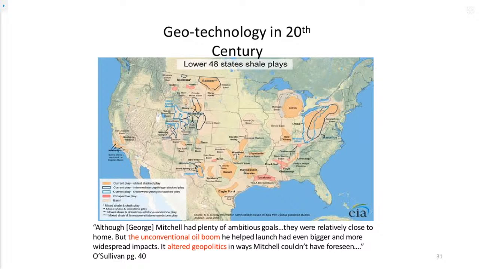But as Megan O'Sullivan points out, he really didn't understand how this unconventional oil boom, and I will put gas in along with that, helped launch even bigger and more widespread impacts, and how it altered the geopolitics, because it wasn't just simply a case of choke points located in regions nearby oil and gas producing areas, such as the Middle East and Hormuz, or the Black Sea and the Dardanelles for Russia. It really altered geopolitics in a way that allowed the United States to become a major oil and gas producer in a way that wasn't even imaginable 5-10 years ago.